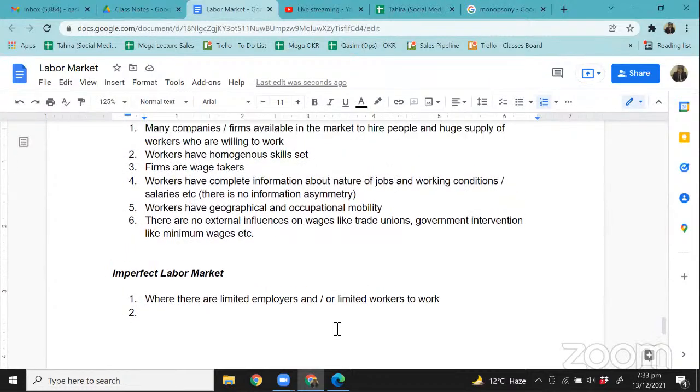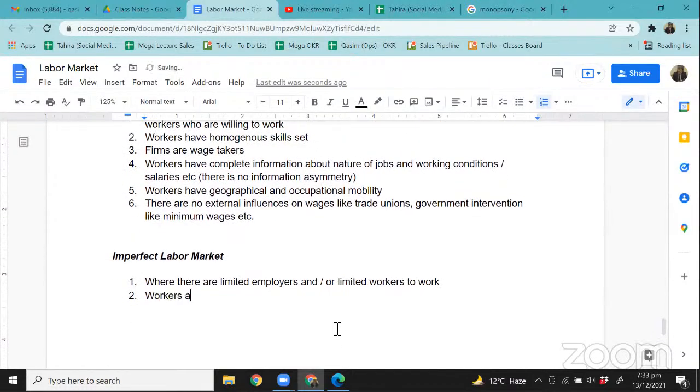Then workers do not have homogeneous skills. Workers do not have a homogeneous skill set, right? This means what I was telling you, that some workers can be very qualified, very trained, and on the other hand, some workers might not be that qualified or trained, right?